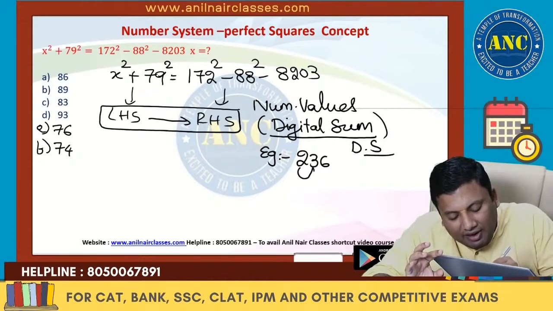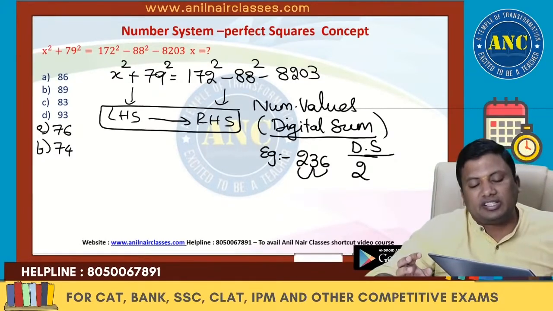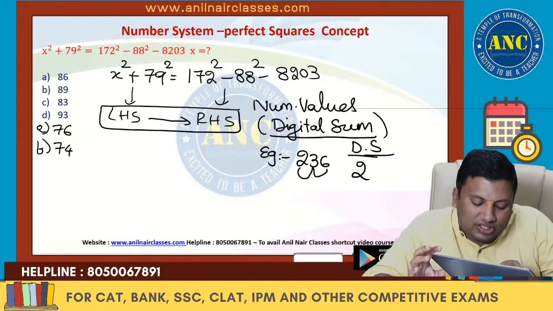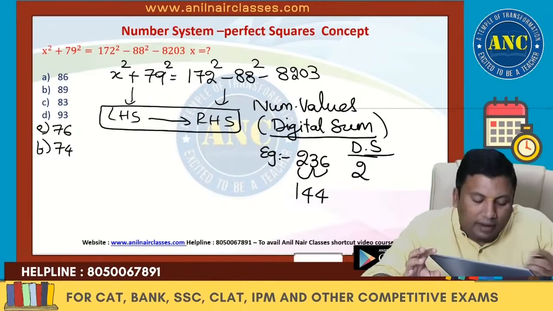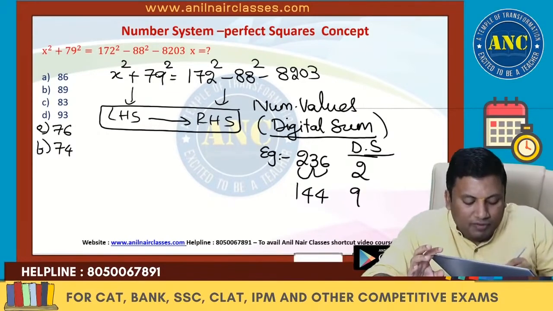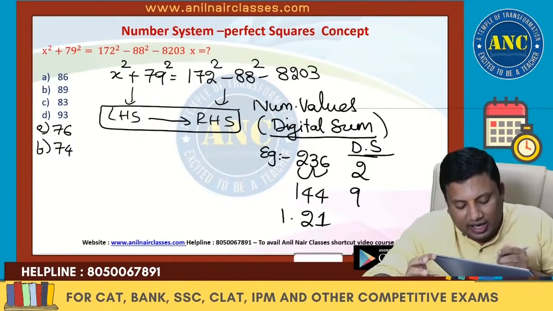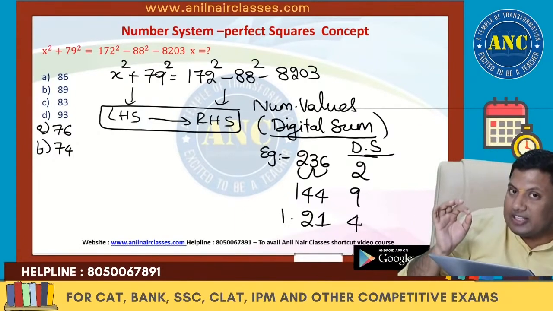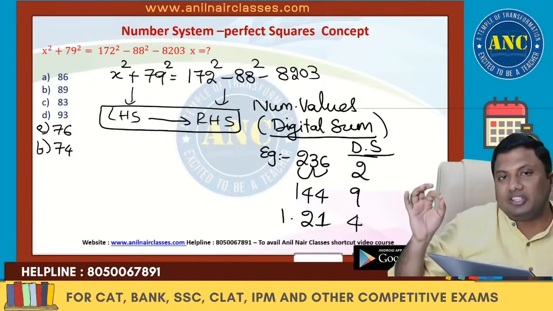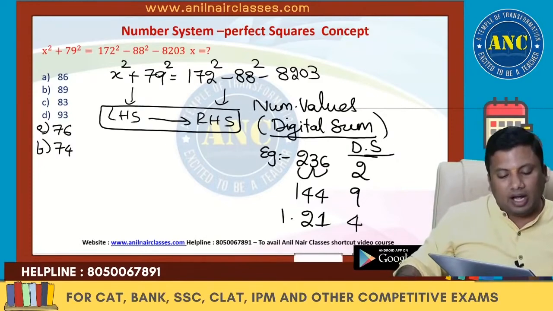2 plus 3, 5. 5 plus 6, 11. 11 is nothing but 1 plus 1, 2. For 144: 1 plus 4, 5. 5 plus 4, 9. For 1.21: if a dot is there, dot is not a digit. 1 plus 2, 3. 3 plus 1, 4. If LHS contains numerical values and RHS contains numerical values, then you can use the digital sum concept.